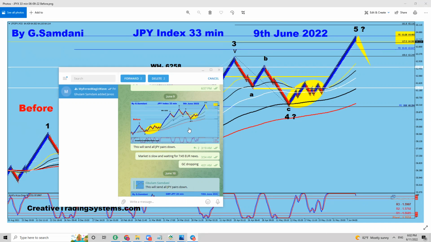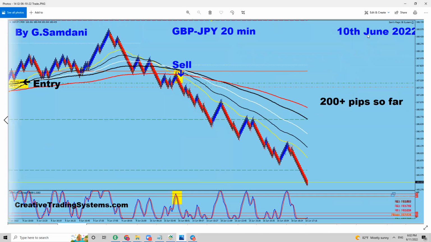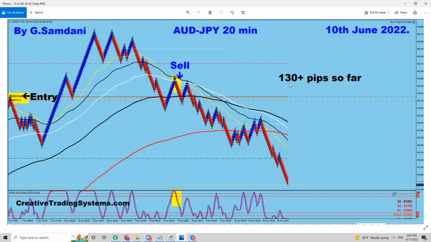I was watching only 3 pairs: pound yen, USD yen, and Aussie yen. USD yen didn't give me the entry. So these two, pound yen for a 200 pip and Aussie yen for a 130 pip drop, I had on Friday because of this chart that is making a turn now. And if it continues, then we will have a continual big drop to the downside. These are the trades that I got, 200 and 130 to the downside, after the yen index made the turn.